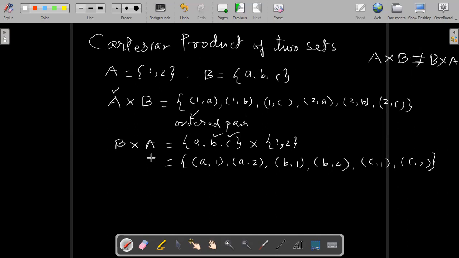So I think you understood, but how will you define it symbolically? Mathematically, for two non-empty sets, the Cartesian product of the two sets is the set of all ordered pairs of elements from set A and B. We can write A cross B as a set of ordered pairs (a, b) such that a belongs to set A and b belongs to set B.